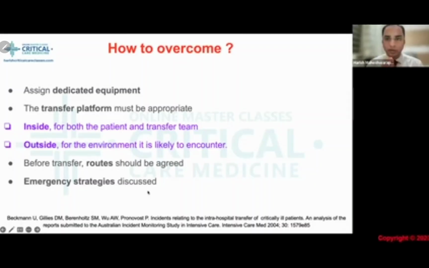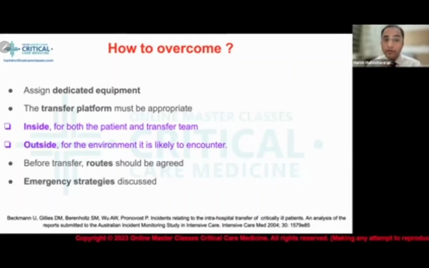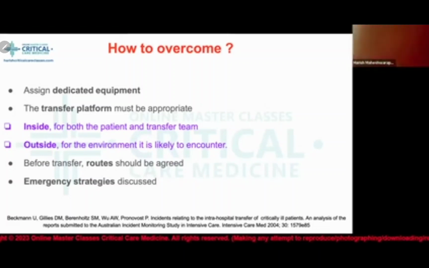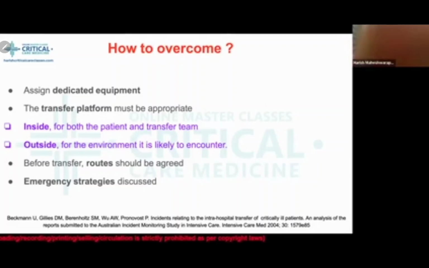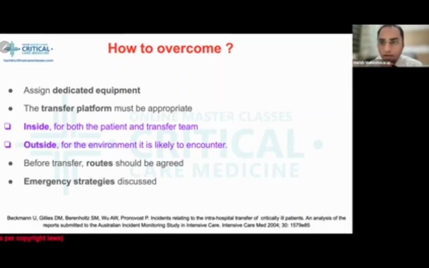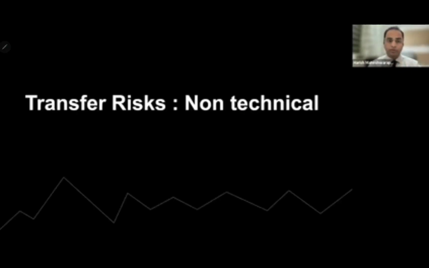Suppose you are transferring a patient in an ambulance. What is plan B if anything happens while transferring the patient? Are you going to shift the patient again to a nearby hospital on the way? Are you going to have any other alternative plans when an emergency arises? That should be discussed, and some sort of plan B should be available.